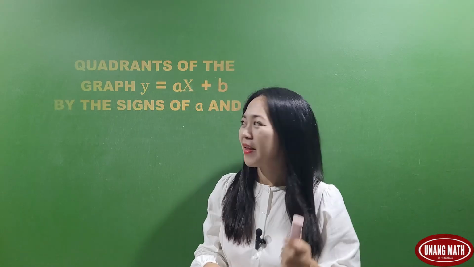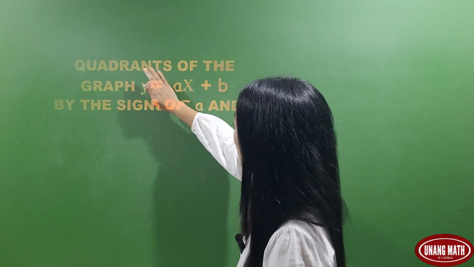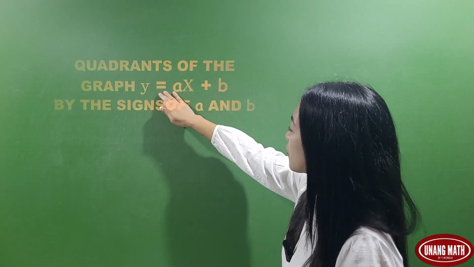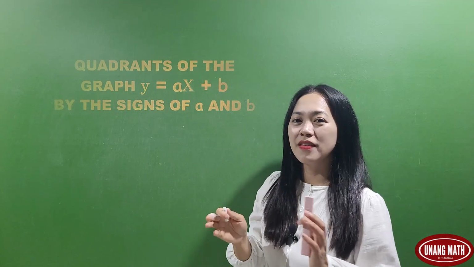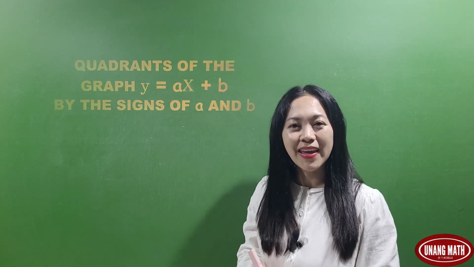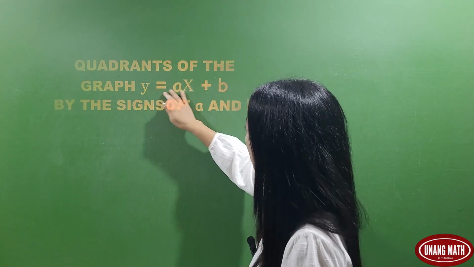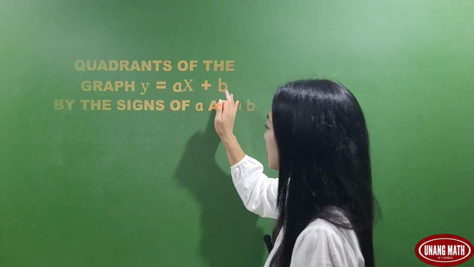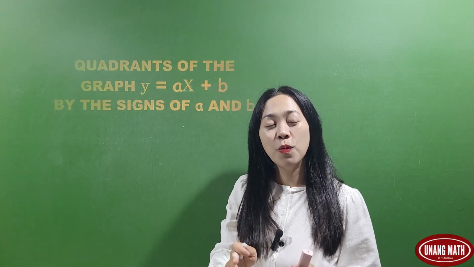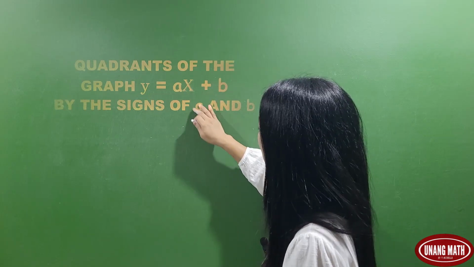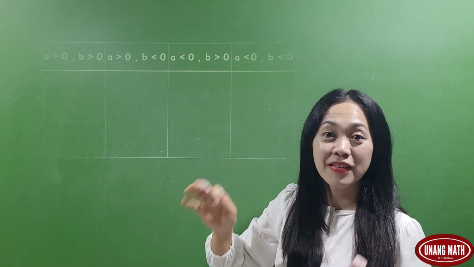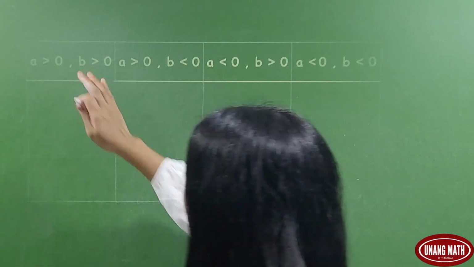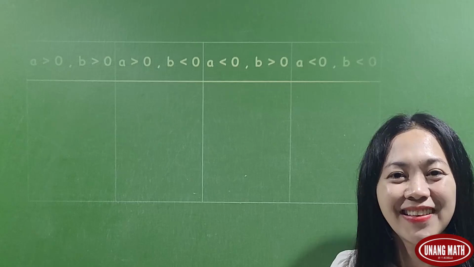In this episode, I will be covering this lesson about the quadrants of the graph of this linear function y is equal to ax plus b by the signs of a and b. So in this lesson, we will be identifying the quadrants where this linear function y is equal to ax plus b lies. And we will be using the signs of the values of A and the signs of the value of B. Okay, now, there are four combinations of the signs of the values of A and B that you have to remember and understand.